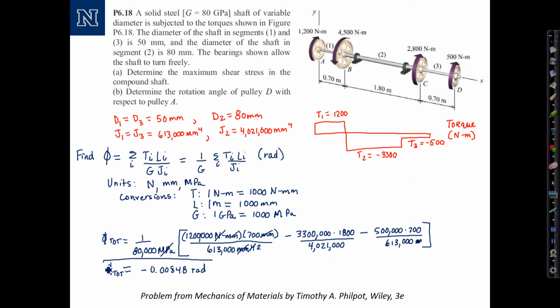Negative 0.00848 radians. Our sanity check would be that the units check out, that the number is small as we would expect for a rotation, and that the number is negative, because working from left to right, we expect that the negative torques are going to control over the positive torque, so it's not surprising that the overall angle is negative.